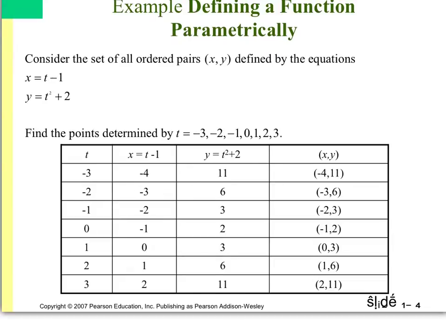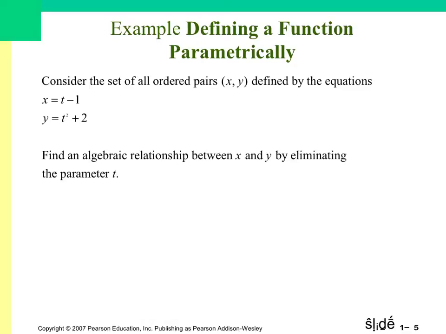So that's how you could graph them. So this is the parametric form, where x and y are defined by a separate variable t. So we have this. Consider a set of all ordered pairs. Find an algebraic relationship between x and y by eliminating the parameter t.